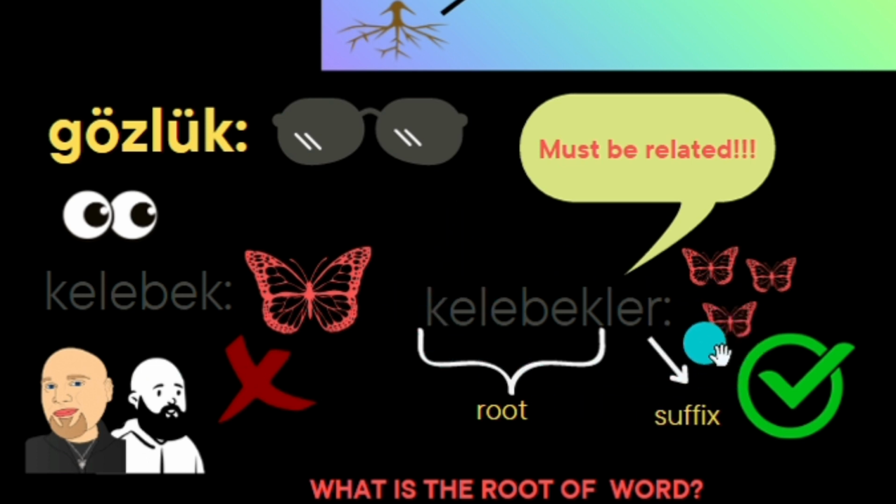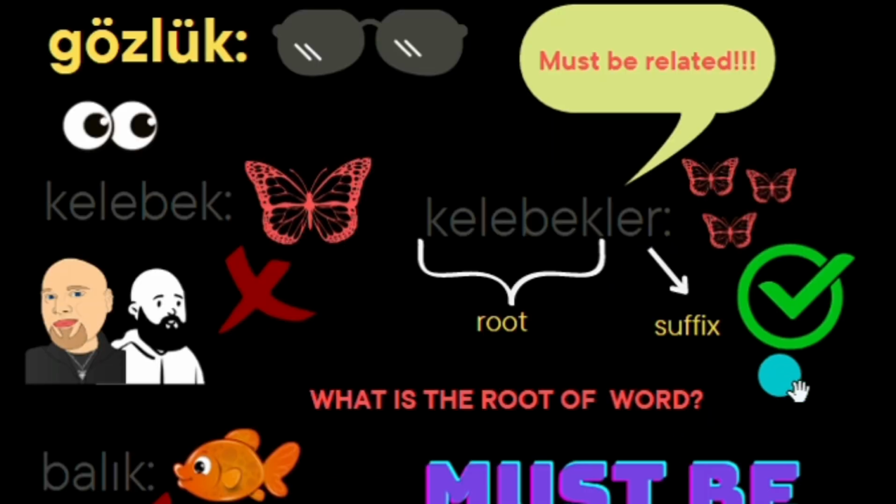Another example, kelebekler. In Turkish we use ler for make the word plural. Kelebekler means butterflies. Okay. Is there any relation between kelebek and kelebekler? Yes, absolutely yes. So kelebek is our root and ler is our suffix.